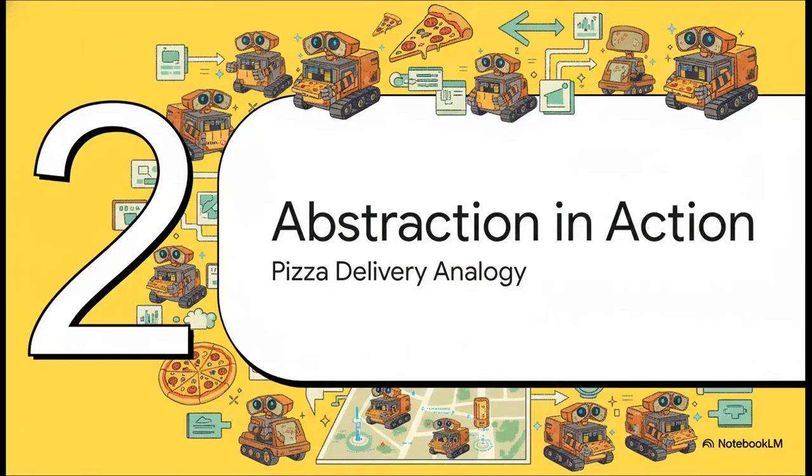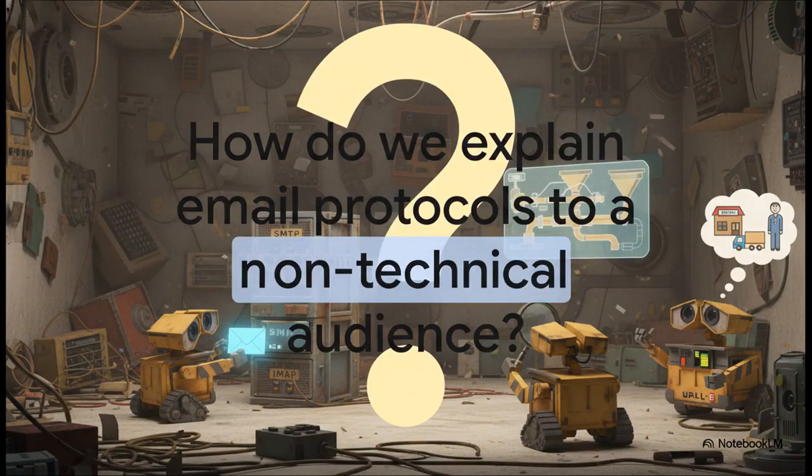Okay, so that sounds great in theory, right? But how does this actually work in the real world? Let's put abstraction into action. We're going to use an analogy that I'm pretty sure everyone understands: ordering a pizza. All right, so here's our mission. We need to explain how email works, all that SMTP and IMAP jargon we saw earlier, but we have to explain it to someone who has absolutely zero technical background.